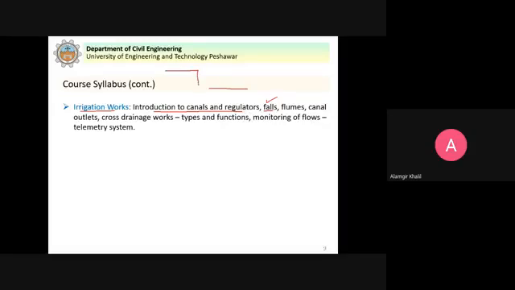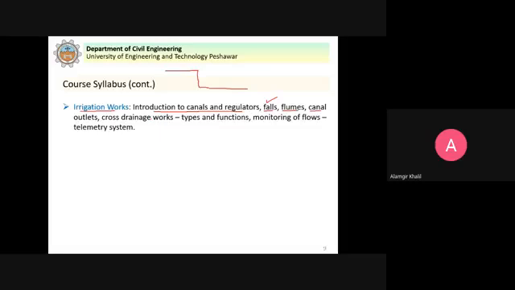For example, you might have studied in hydraulics course about the chutes, drop structures. So we call them as canal falls. Flumes, we have open channel that carries water at or above the surface of the ground.